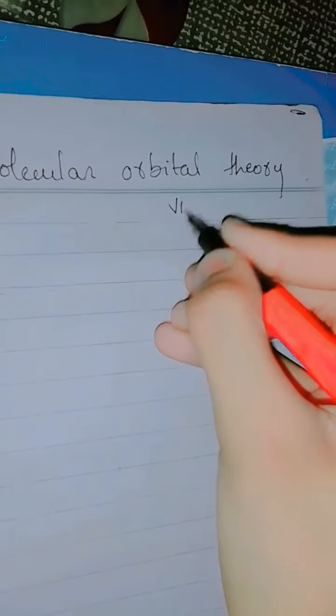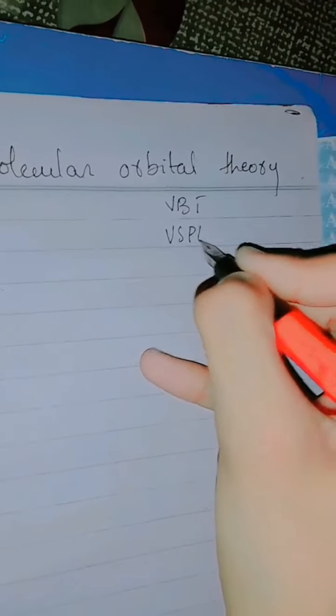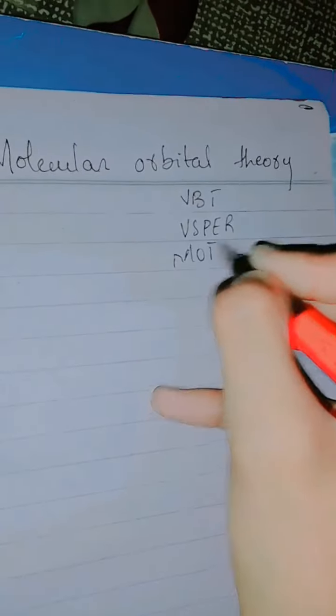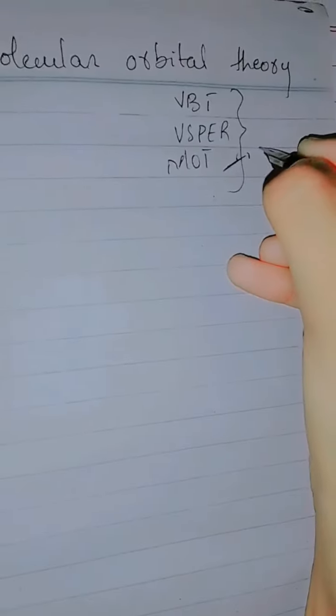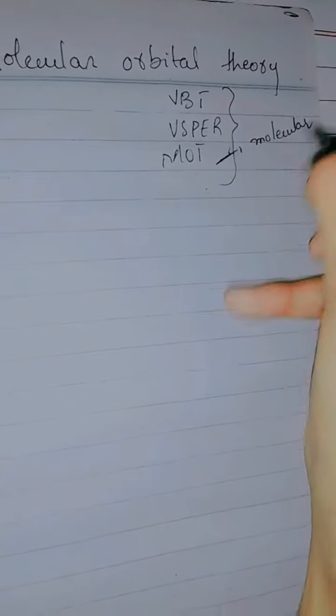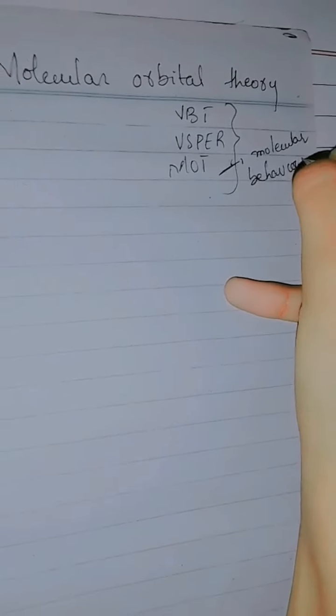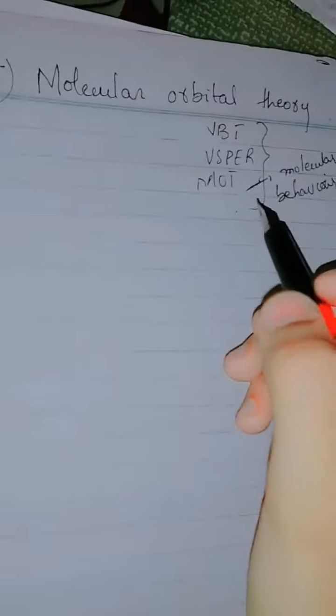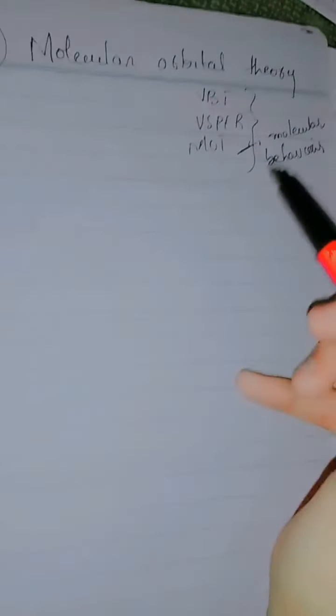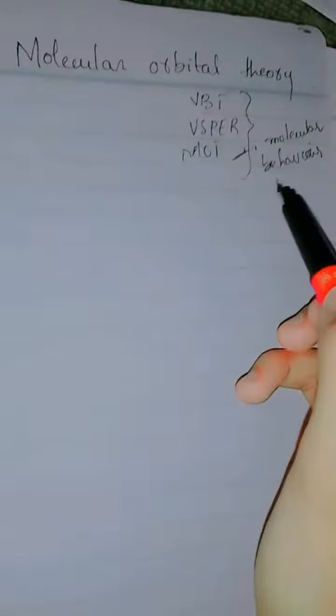Theories like VBT, VSEPR and MOT all discuss molecular behavior. VBT gives the concept of overlapping, VSEPR gives the concept of angular location of the atoms around the central atom. So basically these theories discuss the molecular behavior.